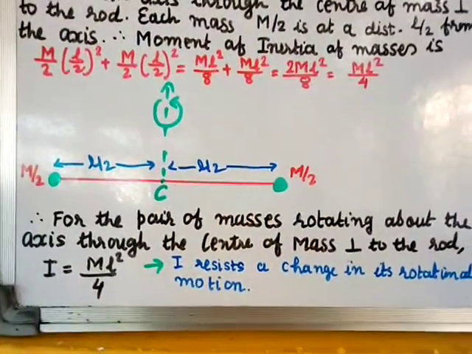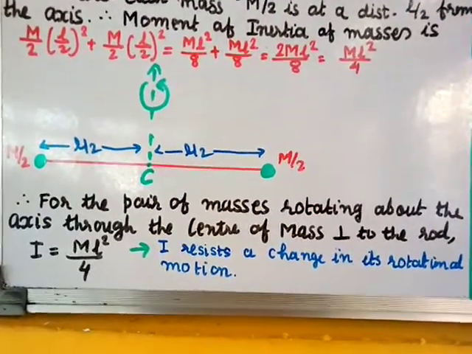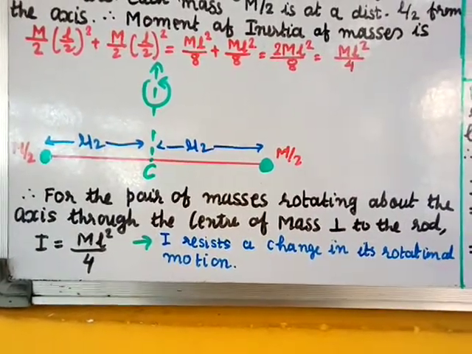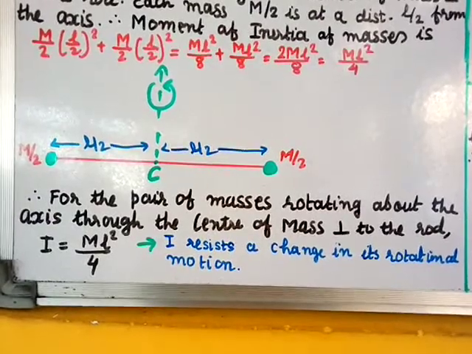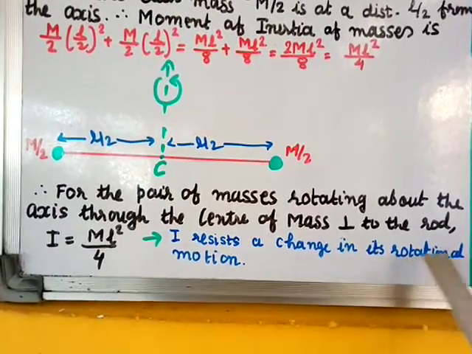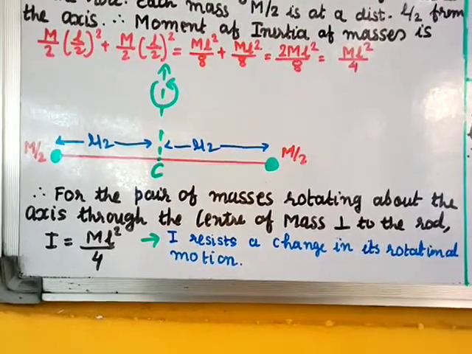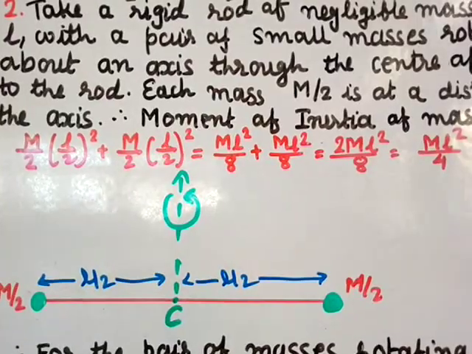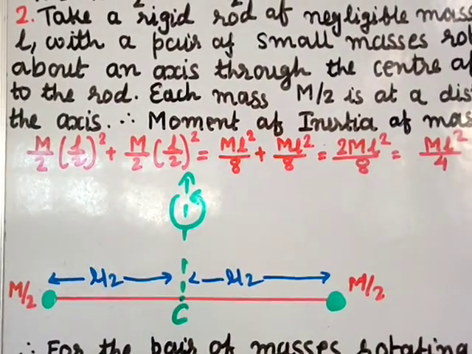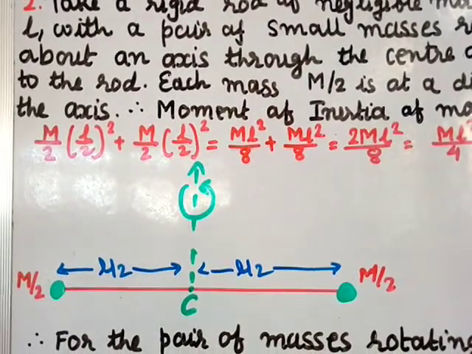Now this moment of inertia is similar to mass in linear motion. So we can say that the moment of inertia I resists a change in its rotational motion. That is the property of moment of inertia. So we have studied moment of inertia and its application today. We'll keep this much for today. Thank you very much.